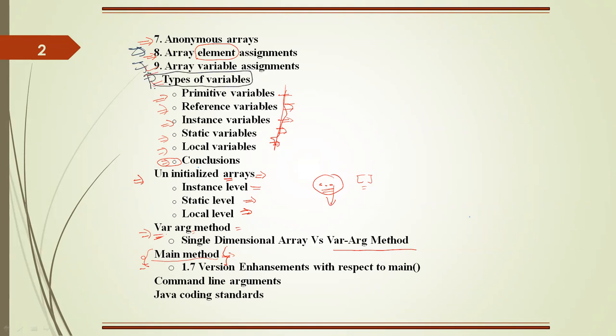Also data types, which is a very important part of core Java: primitive data types, reference data types, instance variable, static variable, local variable. And at the end, the conclusion: how to use an uninitialized array. If you do not initialize the array, then what value it will take at the time of initialization. In the array concept, the instance variable is used, and I have discussed the local variable.